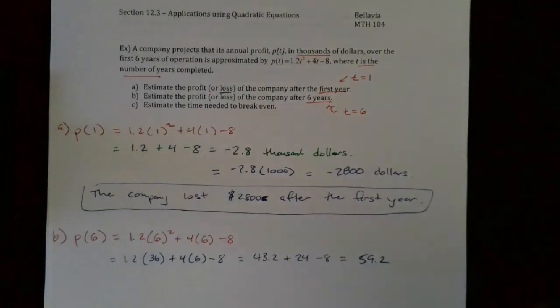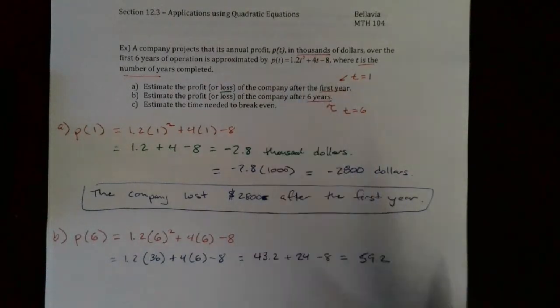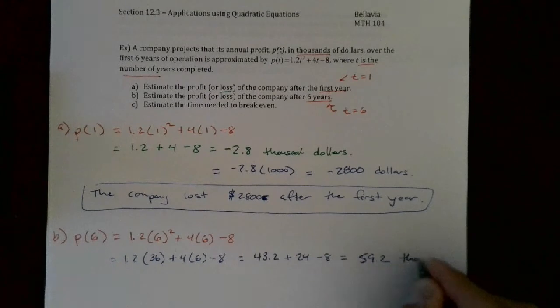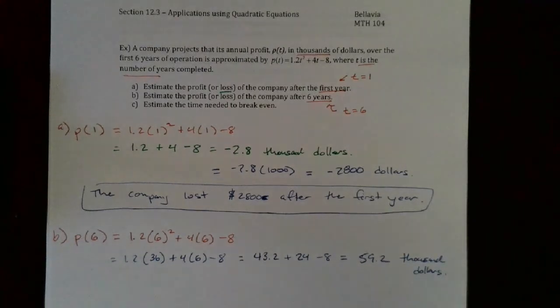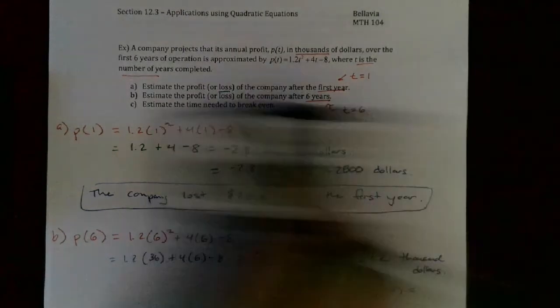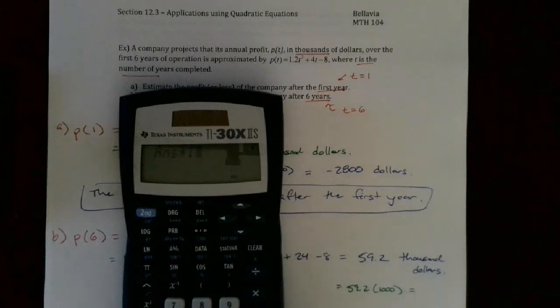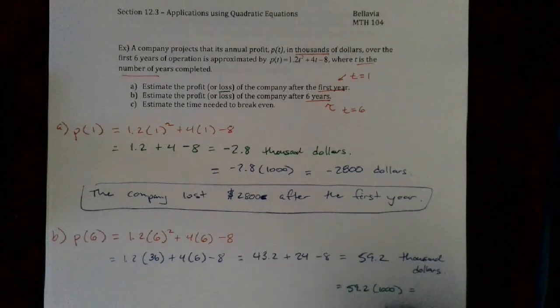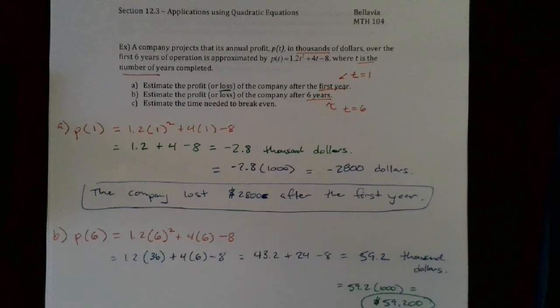59.2 what? Well, remember, profit was measured in thousands of dollars, so 59.2 thousand dollars. And if you remember what I said above, to get just dollars, you multiply by 1,000, right? So 59.2 times 1,000. And if you wanted to just do it on your calculator quick, it's 59,200. And this is dollars.